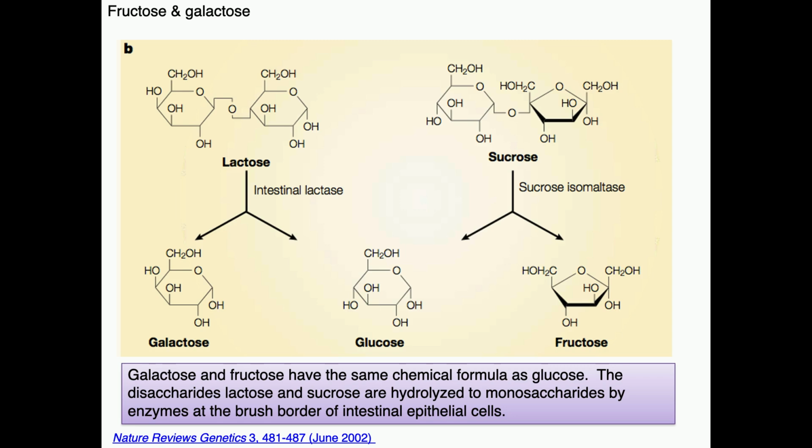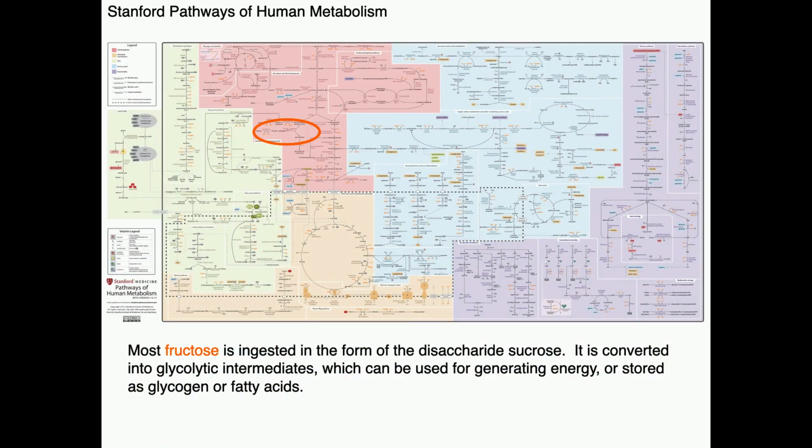Okay, so let's consider fructose first. Fructose metabolism is shown as a little shunt off the left of glycolysis there. With both fructose and galactose, they can be intersected into glycolysis. They can be essentially interconverted with glucose, and they can share all of the metabolic fates of glucose. They can be used for energy or stored as glycogen or stored as a fatty acid.